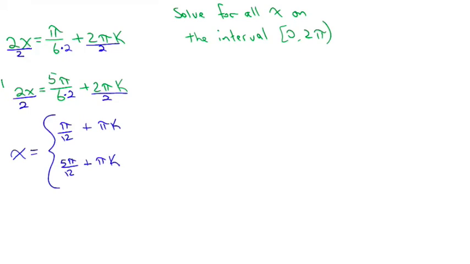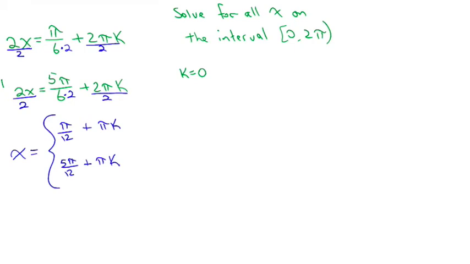Remember interval notation? Brackets is included, parentheses are not included. So I want all my x's to be between 0 and 2 pi. So to find out which one of these infinite solutions land between 0 and 2 pi, you have to start substituting in for k. So you start off with the easiest k. K equals 0. You don't have to go negative because the lowest you can go is 0. If you go negative, you're going to go negative, literally. So 0 is a good place to start.